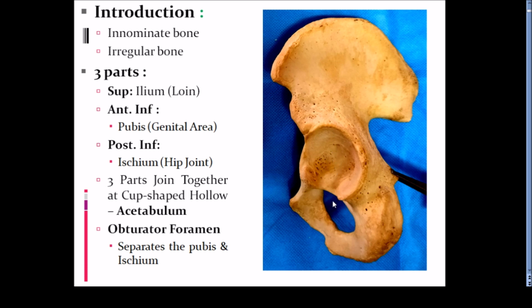It shows an oval or triangular foramen in front and below the acetabulum. This foramen is known as the obturator foramen. The hip bone is formed by one dorsal segment, the ilium, and two ventral segments, pubis and ischium. As we already know, the acetabulum articulates with the head of femur and forms the hip joint.